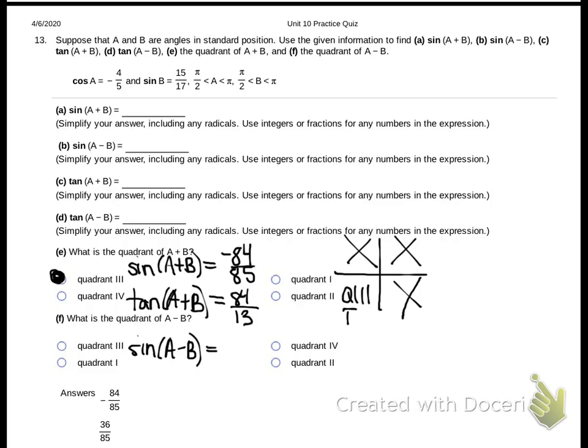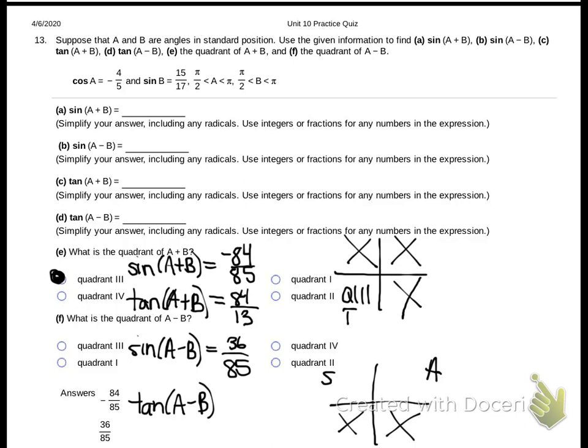Sine of A minus B was 36/85. Positive, so that means it couldn't be quadrants 3 or 4. Everything's positive in quadrant 1. Sine is positive in quadrant 2. And then we found tangent of A minus B, and that was positive 36/77. That cannot be here. Tangent would be negative in that quadrant, so that would be quadrant 1. Nice.